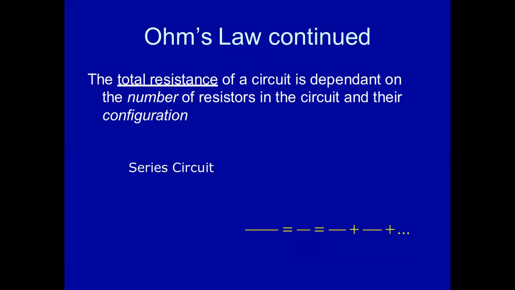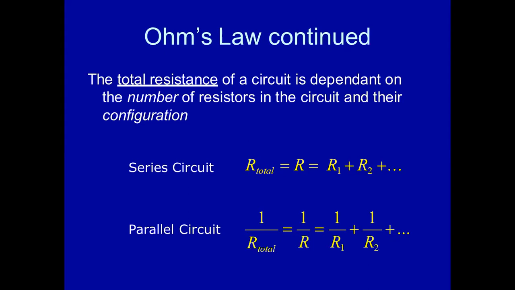So we have the following. The total resistance of a circuit is dependent on the number of resistors in the circuit and their configuration. For a series circuit, your total resistance R is equal to the summation of your resistors, while for the parallel circuit, we have the reciprocal relationship: the reciprocal of your total resistance is equal to the summation of the reciprocals of the resistances.